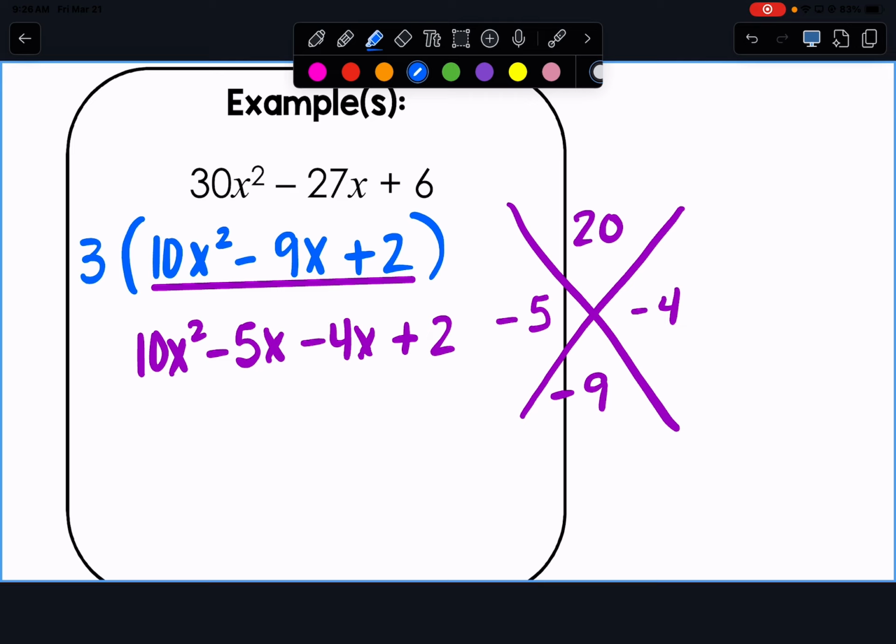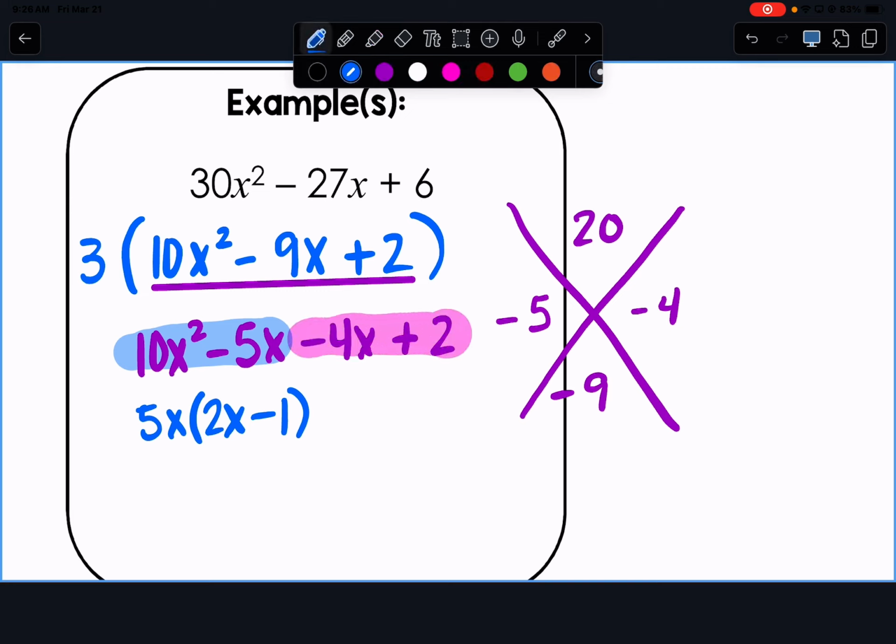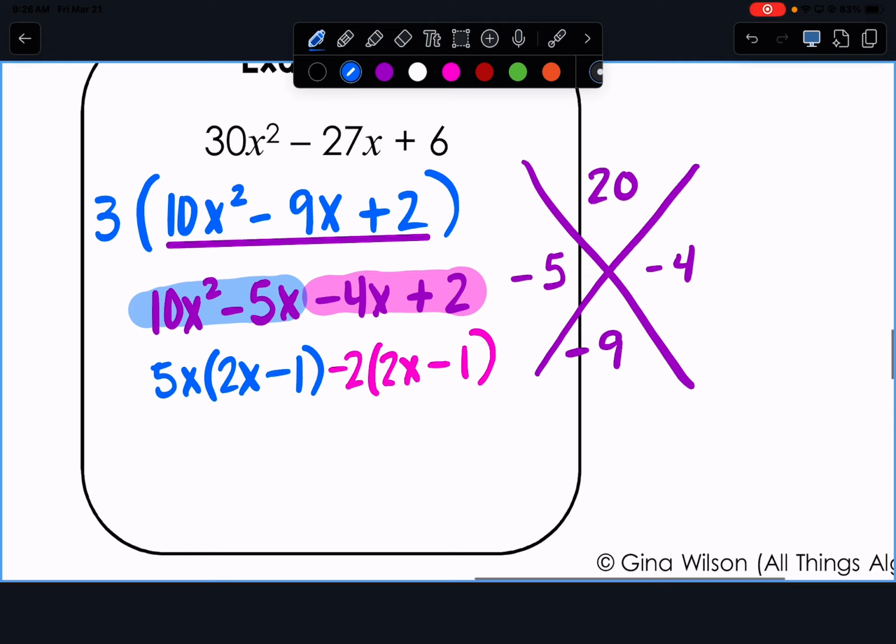Then we group. When we group the first two, what is our GCF? 5x, which will leave us with 2x minus 1. For the second half, it starts with a negative, so we have to take a negative 2, which gives us 2x minus 1. Now, where does our GCF have to be? In the front. Then what's the same between the two? 2x minus 1. What's left over? 5x minus 2.